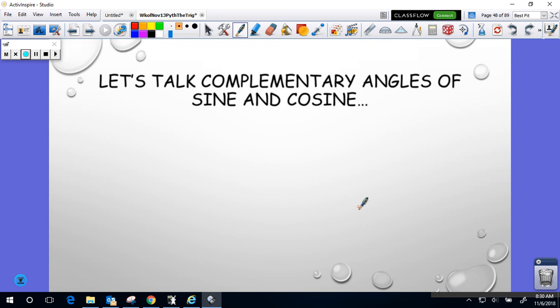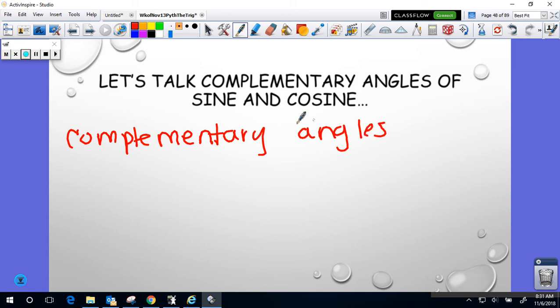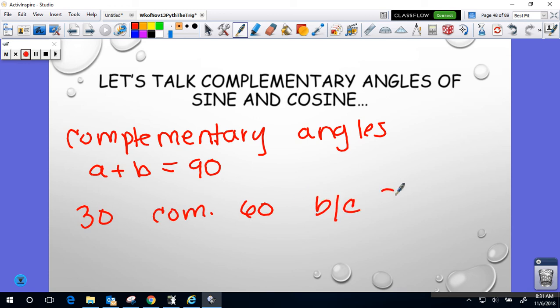Now let's talk about complementary angles of sine and cosine. So in the beginning, we already said that complementary angles mean that we take two angles and add them together to get 90. So that means A plus B should equal 90. All right, so if I have 30, then the complementary angle of 30 would be 60, because 30 plus 60 equals 90. And all complementary angles work the same. You know they have to equal 90, so you can always figure out the other ones.